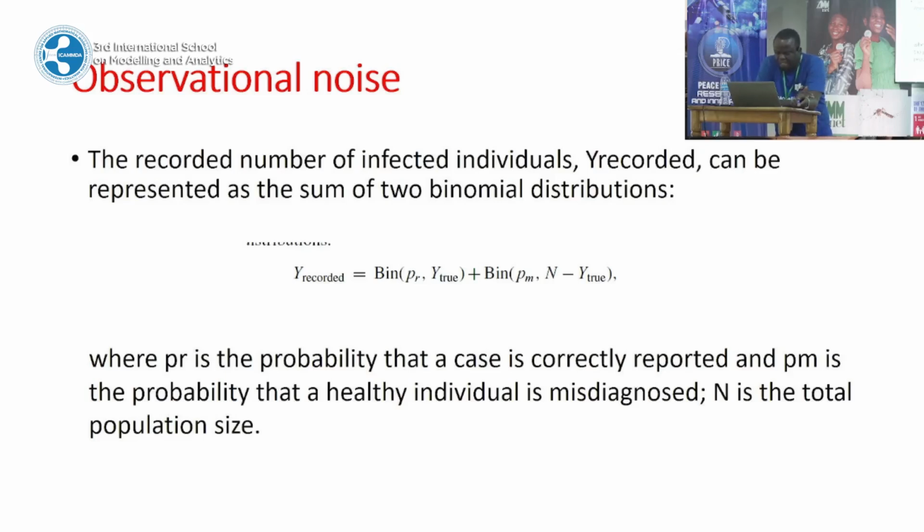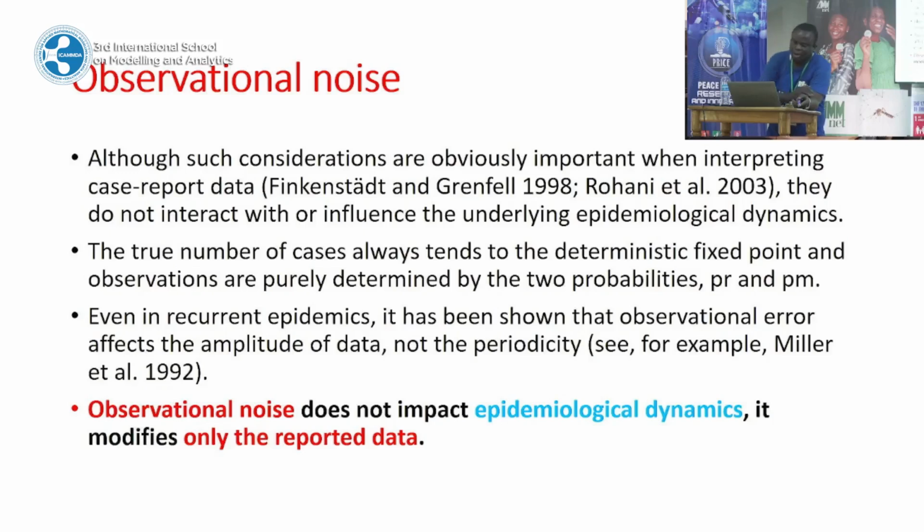So the L there is the probability that a case is correctly reported. The PM there is the probability that a healthy individual is misdiagnosed. N is the total population size. Now, although such considerations are obviously important when interpreting case report data, they do not interact with or influence the underlying epidemiological dynamics of that disease.